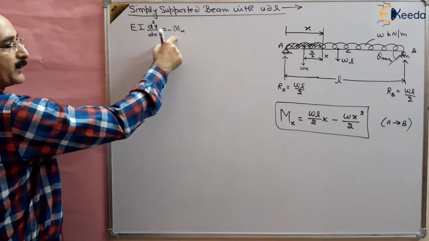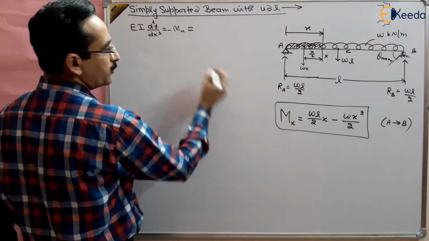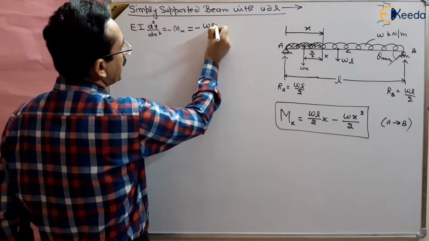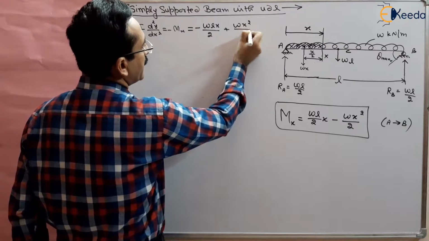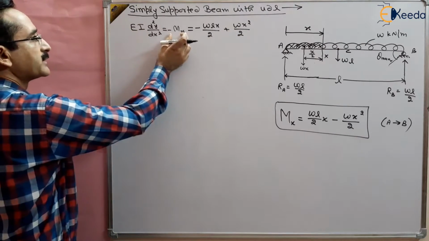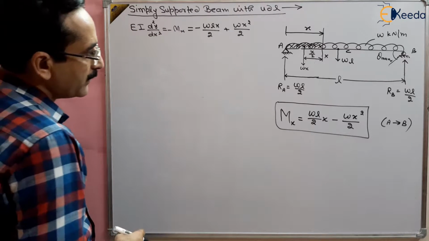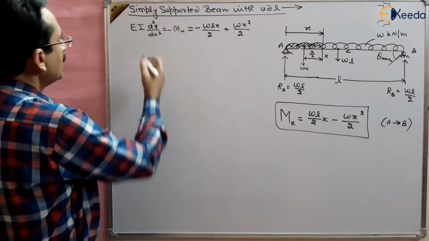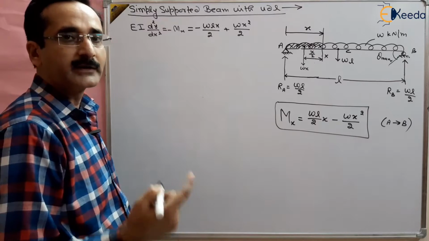So we can use here Mx, WL by 2 x minus Wx square by 2. So we can write minus Mx will be equal to minus WLx by 2 plus Wx square by 2. So we have used this minus Mx here, right? The value of Mx, right? Now, if we integrate it once, we will get the slope. If we integrate it twice, we will get the deflection.